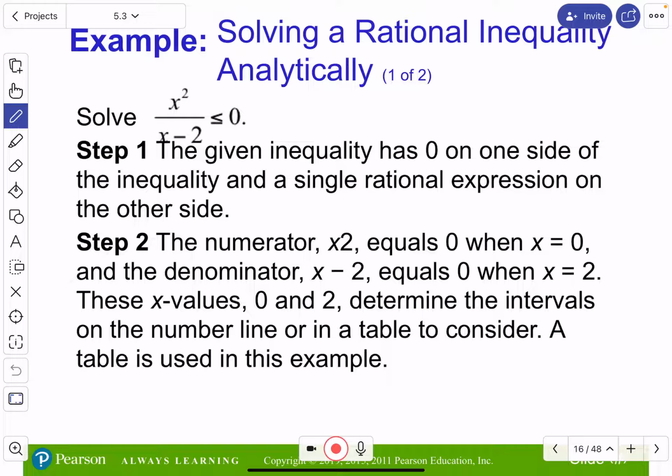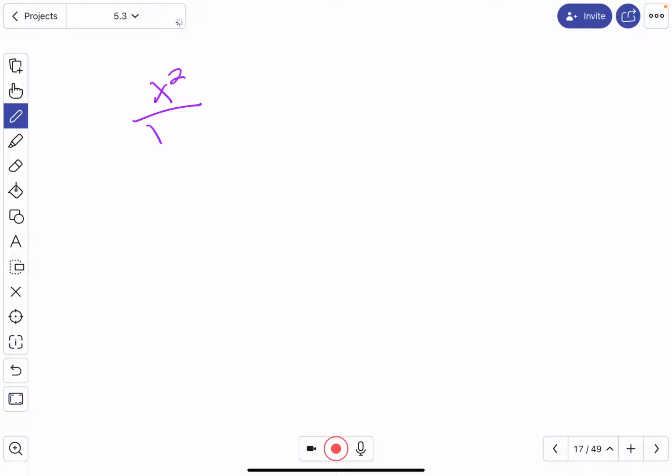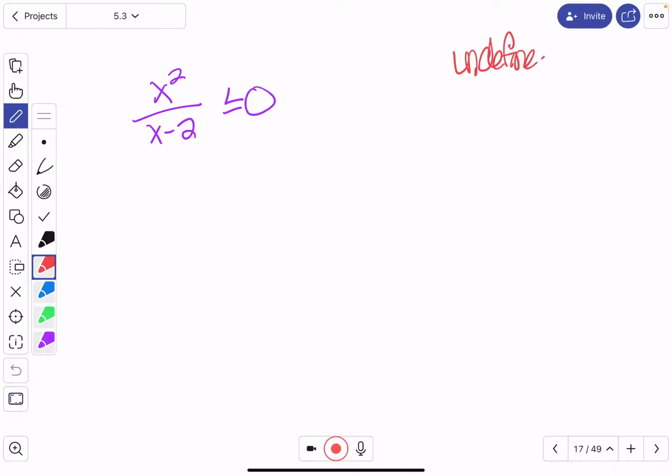So x squared over x minus 2 is less than or equal to 0. First we figure out what makes it undefined. Well, x cannot equal 2. We've got that. So now we solve. Multiply both sides. x squared has to be less than or equal to 0, which means x is less than or equal to 0, because the square root of 0 is 0.